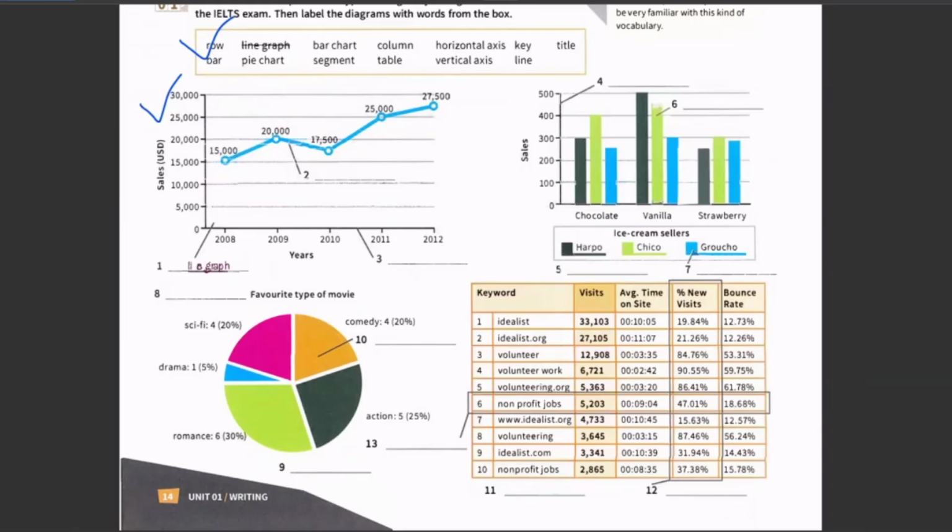Number seven, Key. Great. Number eight, Title. Good. Number nine, Pie chart. 10, Segment. Great. 11, Table. 12. Row. 12 is row? Yes.